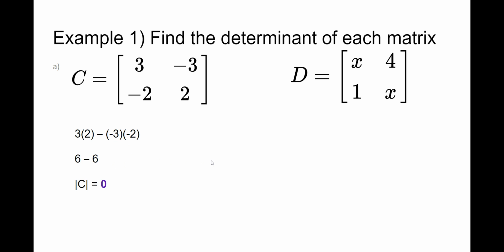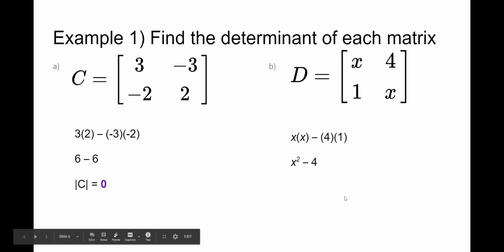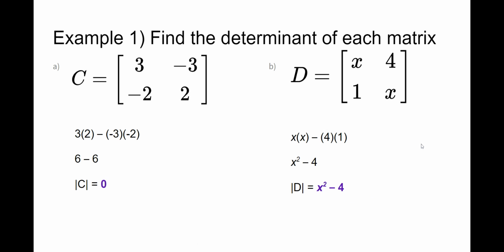Finally, matrix D, a little more interesting for those of you that will appreciate this. Our first row is x, then 4. Our second row is 1, then x. If we multiply our first diagonal, x times x, minus multiply our second diagonal, 4 times 1. Well, x times x is x squared. 4 times 1 is 4. And so the determinant of matrix D is x squared minus 4.